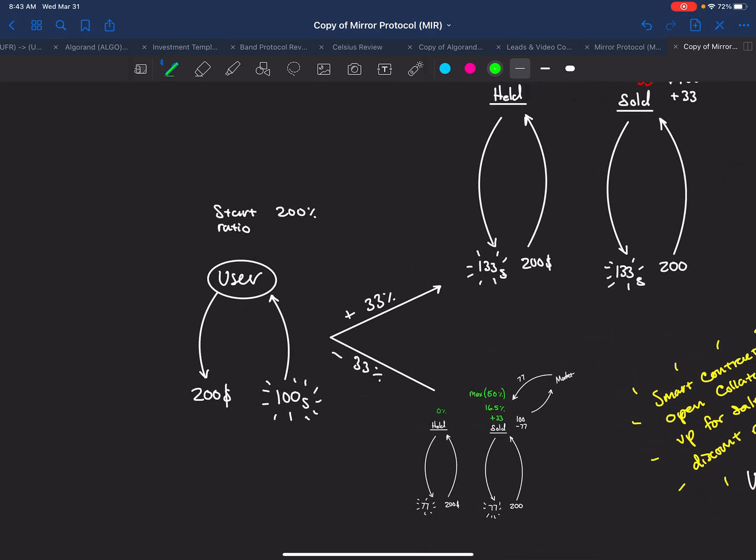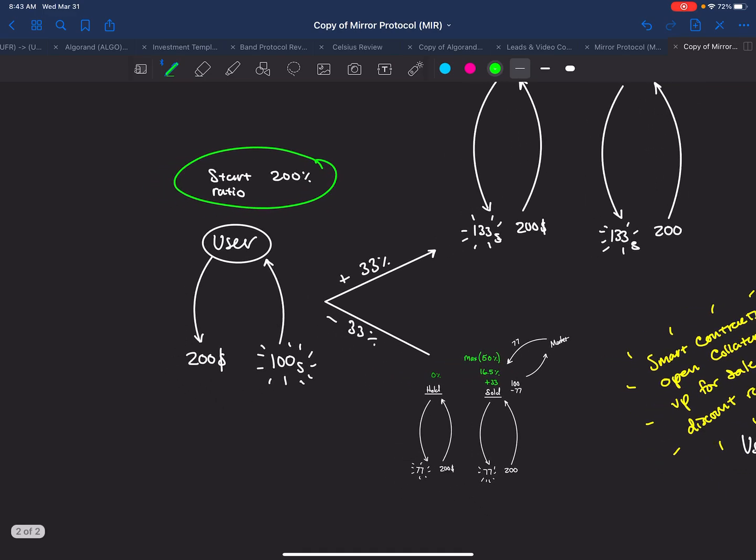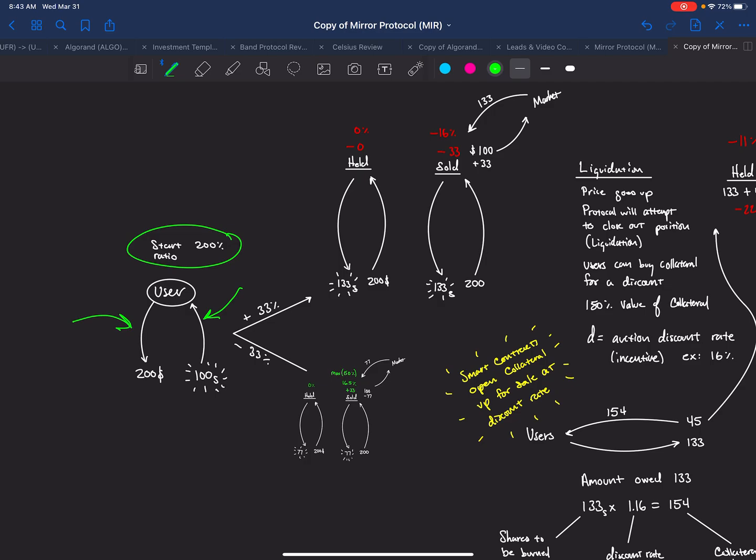So a user's start ratio is 200%, right? This user is someone coming to this platform who wants to use services like me or you. This is a very valuable service, right? So this user deposits $200 and they receive $100 of tradable asset, like Tesla shares, $100 worth, okay? Now the market causes it to move up 33%.